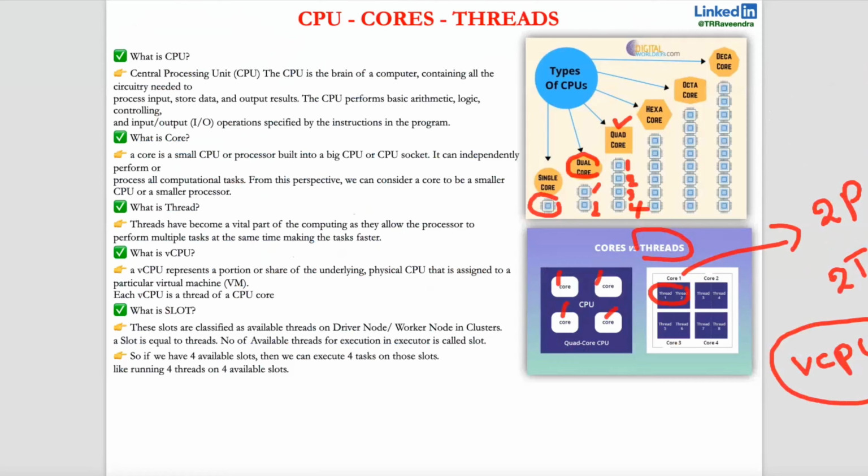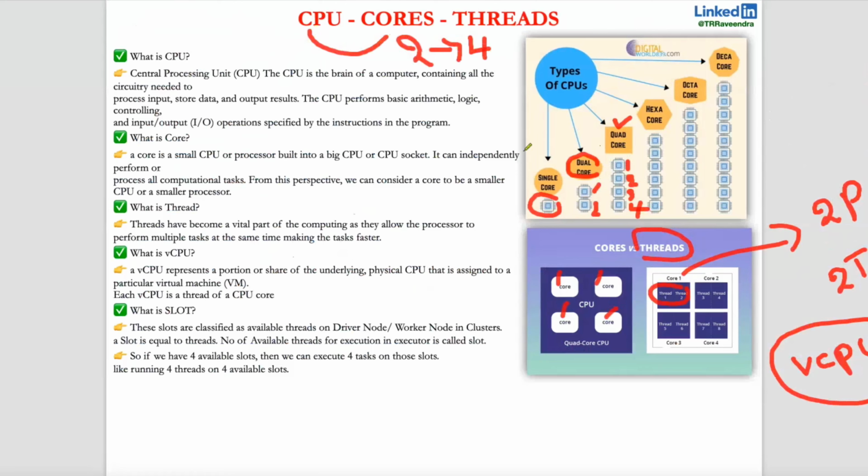A physical CPU can have n number of cores. You see, this is a dual core CPU. It has 2 cores. Then each core has 2 threads, so total 4 threads. So 4 tasks you can run, or 4 processes you can run. So nothing but 4 VCPUs.